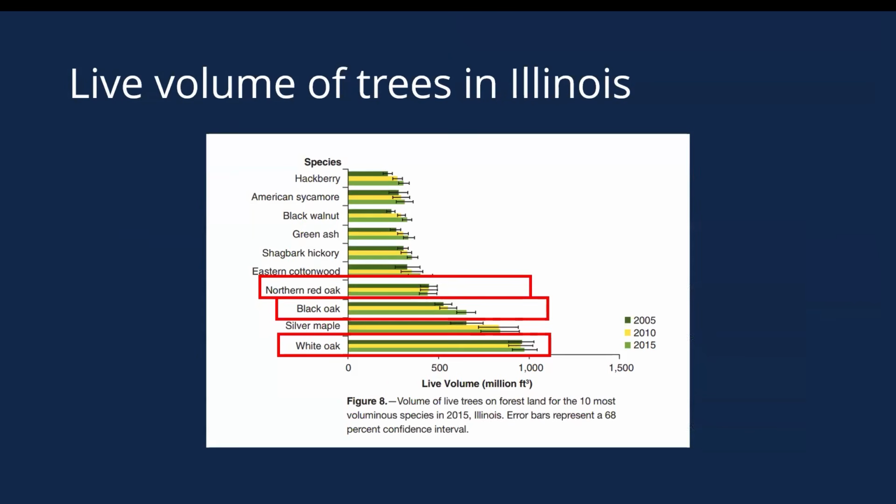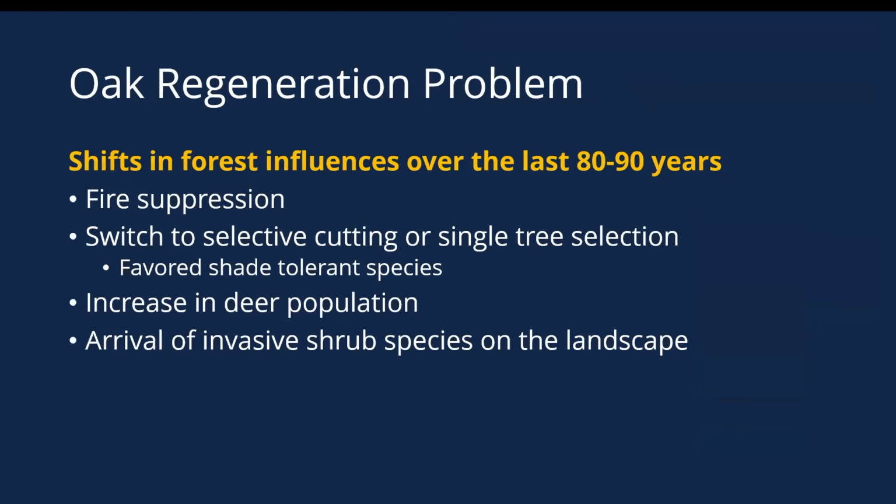And we see that oaks are some of the most abundant trees we have by volume. White oak is the most volumetrically abundant tree in Illinois, and then black oak and northern red oak are right there in the top four. So we have a lot of big, old oaks. And we did see these changes over the last 80 or 90 years following this. And these changes are really what led to this regeneration problem we're seeing in oaks on the landscape.